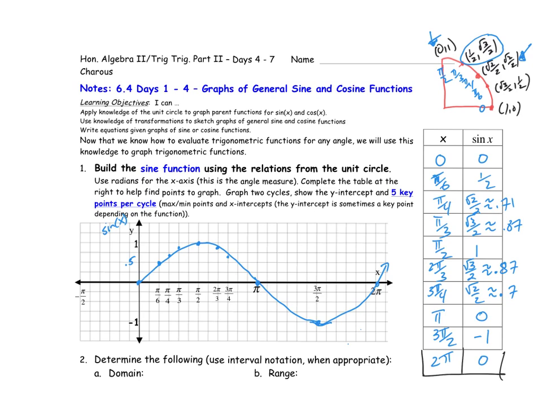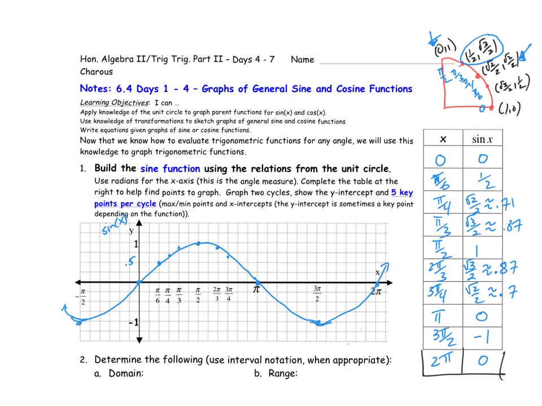And this would also continue in the negative direction. Negative pi over 2 would be -1. So when we draw the graph of sine, you have nice rounded curves. You put arrows at the end because the graph continues on forever in that pattern, that periodic fashion.